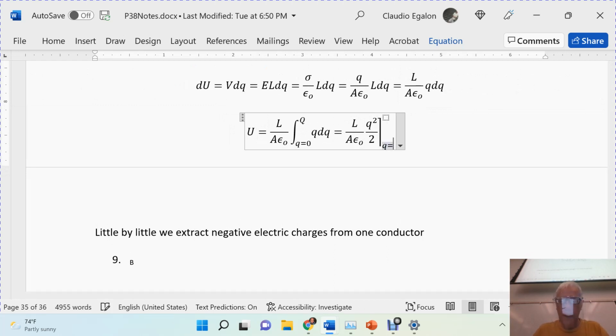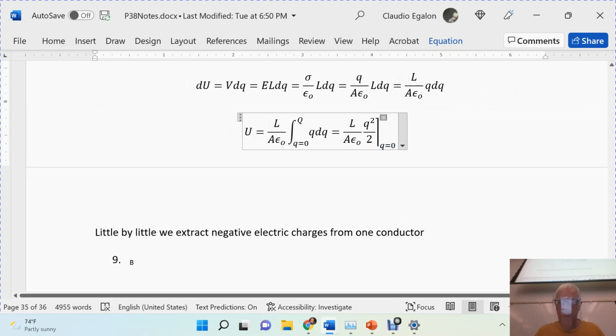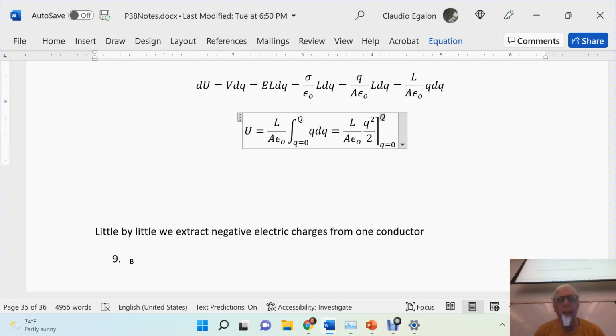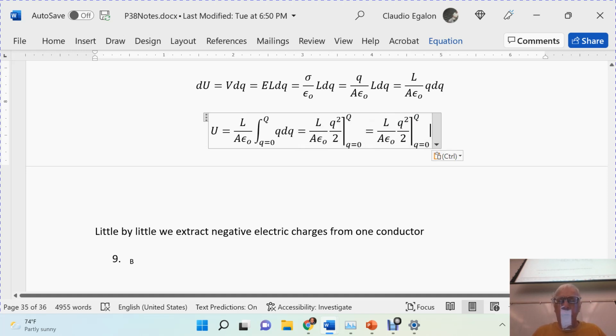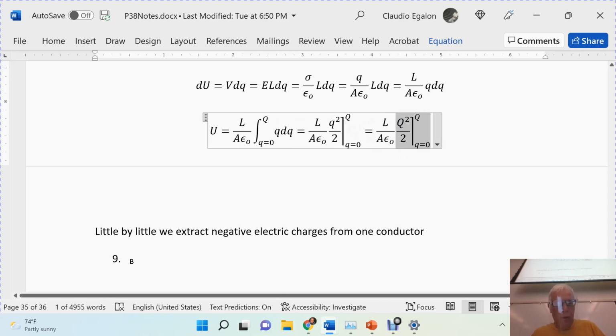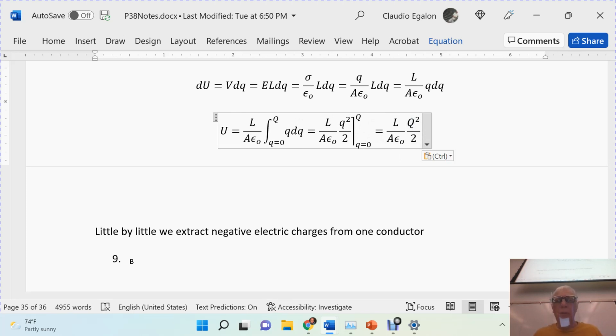From Q equals 0 to Q. Okay, and look what we get. We get an electric potential energy that's going to be a function of the final charge distribution in the capacitor. Let's see if we can do better than that.